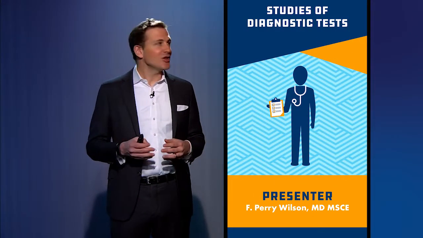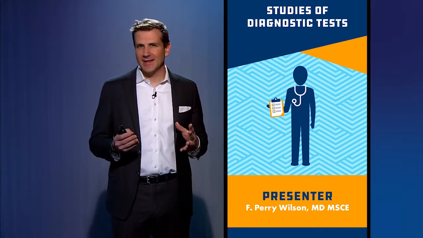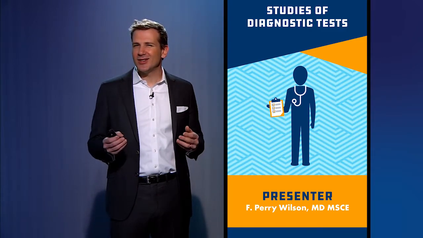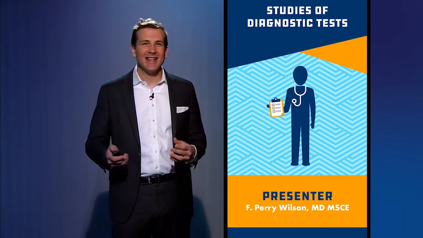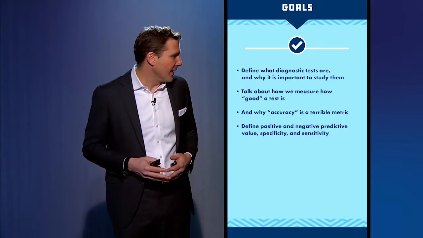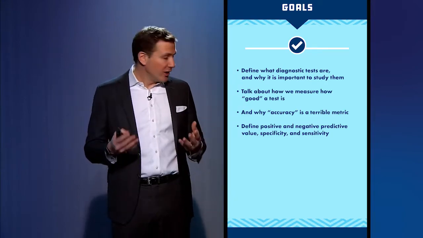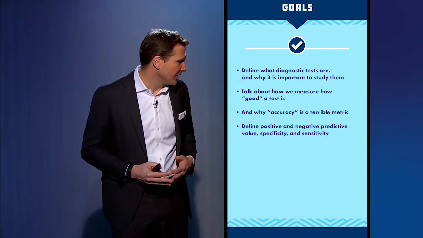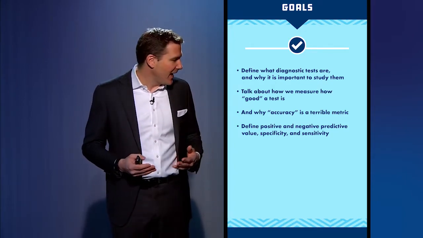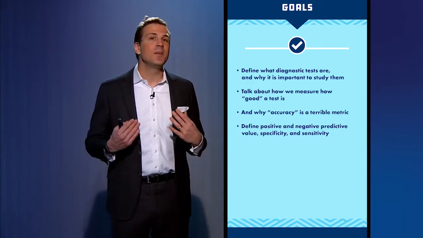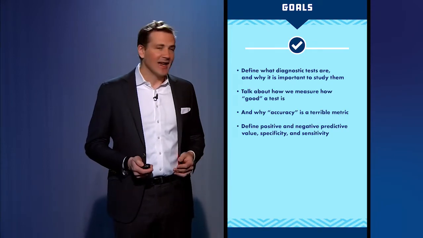We're continuing in our tour of different types of studies with discussion of studies of diagnostic tests, which tend to be a little special and require some thinking to figure out whether a new diagnostic test is any good or not. So we're going to define what diagnostic tests are and why it's important to study them, talk about how we measure how good a test is and why accuracy is actually a really terrible metric as far as this goes. And we're finally going to define positive and negative predictive values, specificity, and sensitivity, which are the real metrics by which you want to judge any diagnostic test.